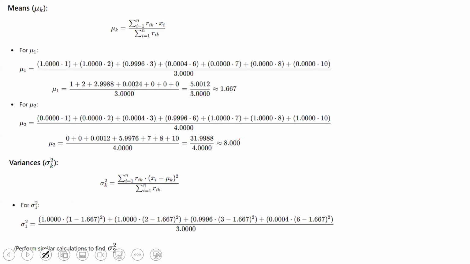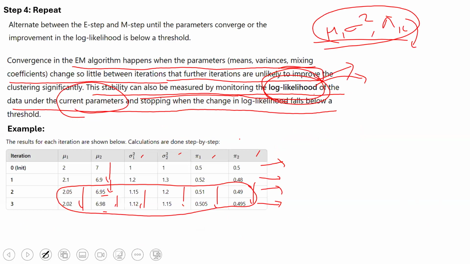Once you have all these updated values, you repeat the expectation step and maximization step until the parameters converge below a threshold value. Once the parameters converge, you can stop the algorithm. If you see this example here, there are 4 iterations, and the change from iteration 2 to iteration 3 is around the second decimal, so you can converge the algorithm.